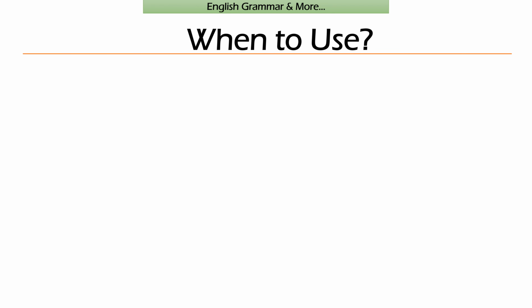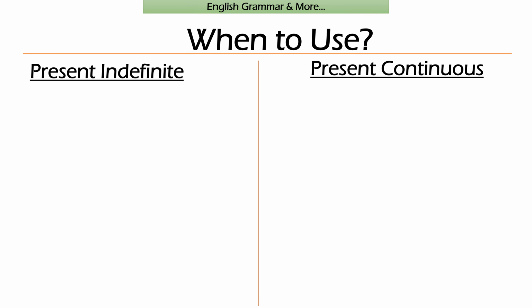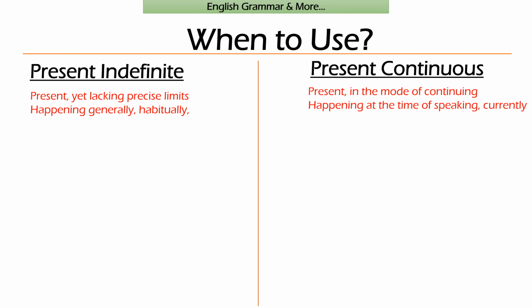Now, let's see when we can use the present indefinite tense form and when we can use the present continuous tense form. Remember, we use the present indefinite tense form for actions that take place at the present time, but more generally or habitually. It's not specific. An action does not have to be in the mode of continuing as we are speaking. On the contrary, we use the present continuous tense form for actions that are in the mode of continuing at the present time as we are speaking.